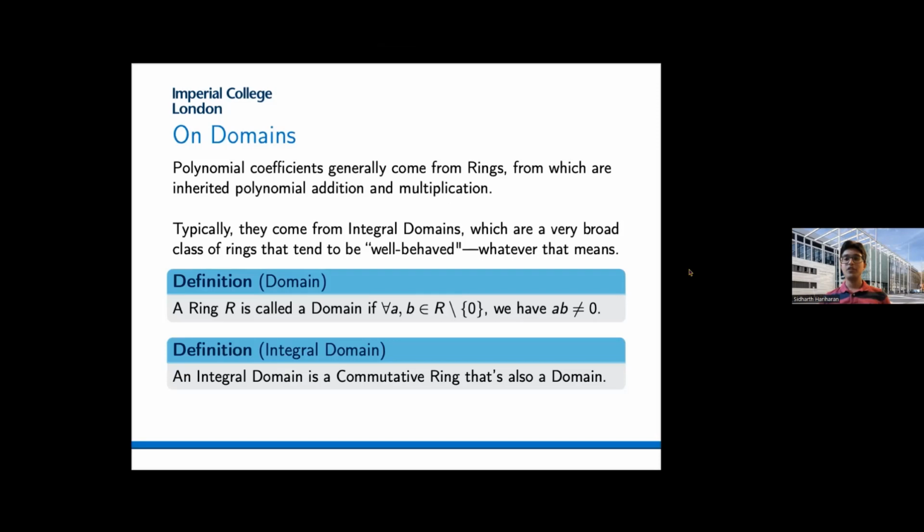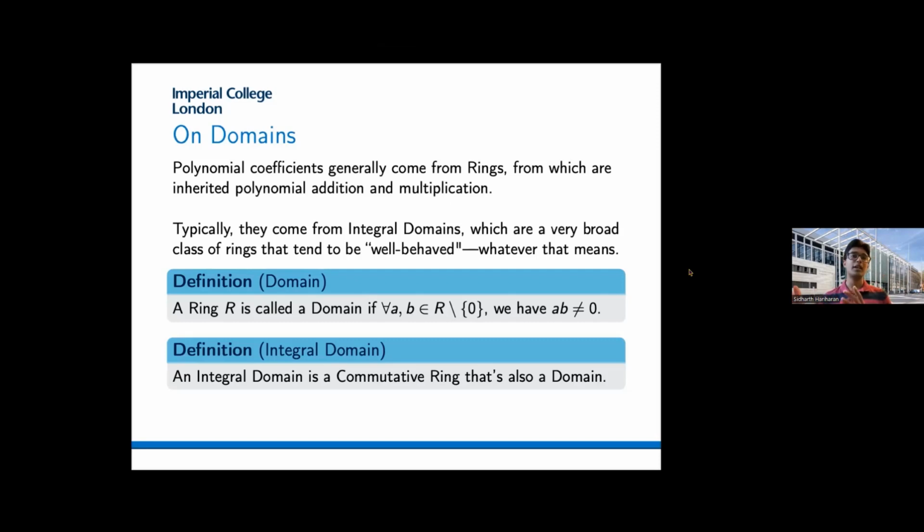So first of all, the coefficients of polynomials typically come from rings. And for those here who might not be familiar with what a ring is, it's just an abelian group with a multiplication that's associative and that has an identity, and that's just well behaved in certain senses. But you don't necessarily need the multiplication to be commutative, and you don't need it to admit multiplicative inverses.